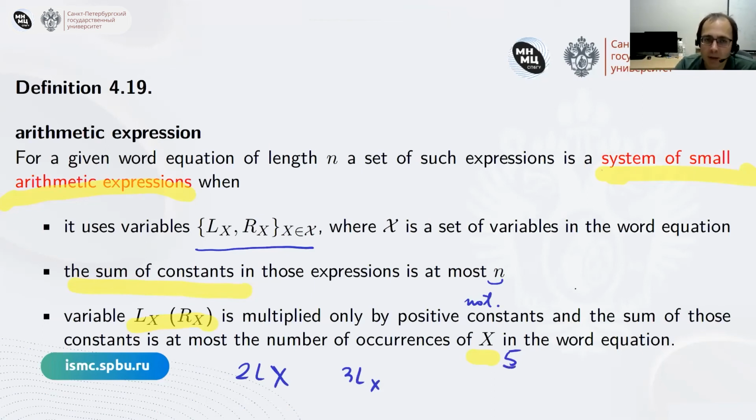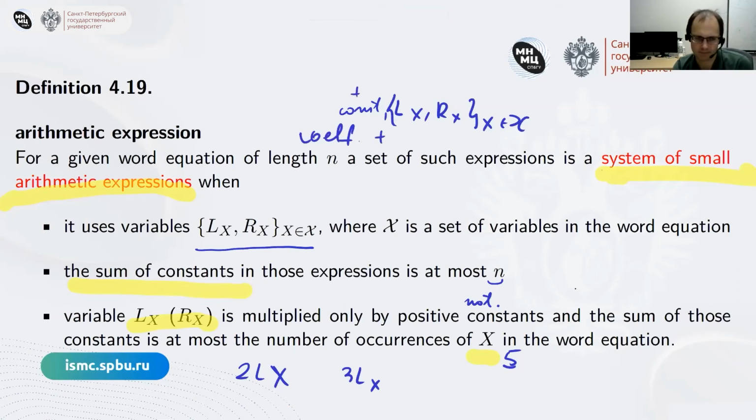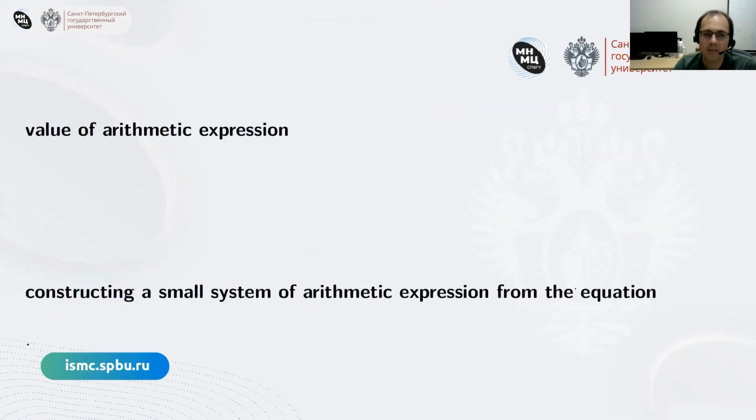Okay, and the arithmetic equations that we allow will use constants, these variables Lx, Rx, all variables in the equation, and, as written here, coefficients are positive. Constants are also only positive. And what else? I think that's it.